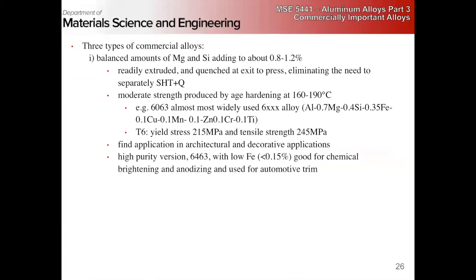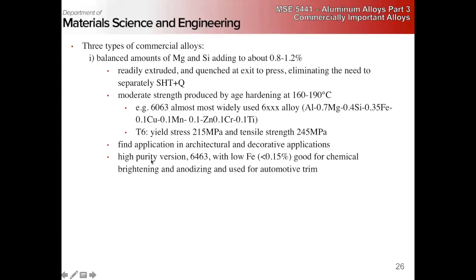Again, this is your bicycle tube, easily extruded, moderate strength, age hardened, typically in the T6 state, which gives us yield strengths of about 215 MPa.